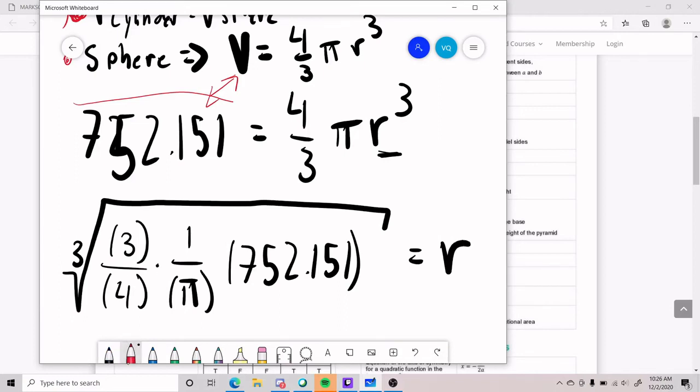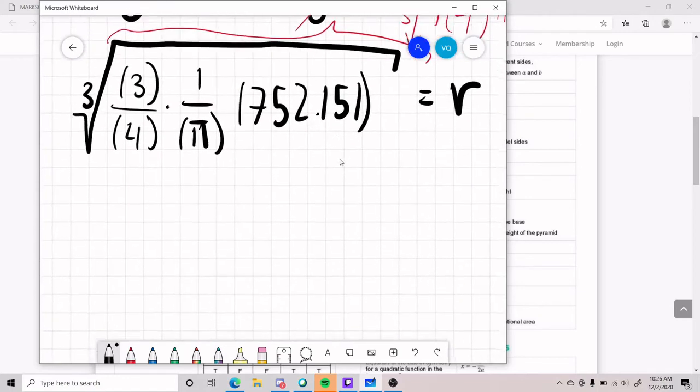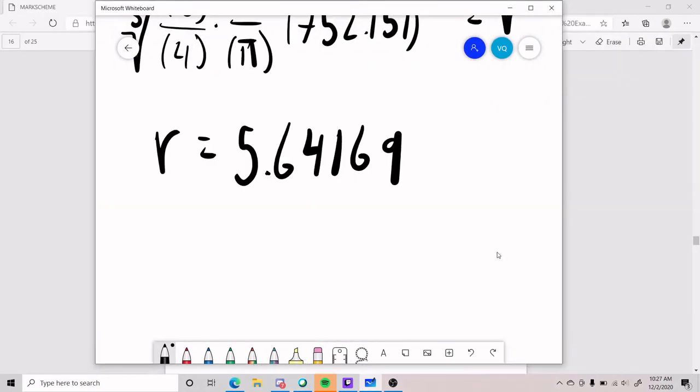What I did here is just do the inverse of all the different things. So when I multiply by 3, for example, I'm getting rid of that 3. When I divide by 4, I'm getting rid of that 4. When I divide by pi, I'm getting rid of that. And when I do the root, I get rid of the cube. So all of that is put on this side. We work that out and we end up with r being 5.6416 9. And remember that you need to put the centimeters.